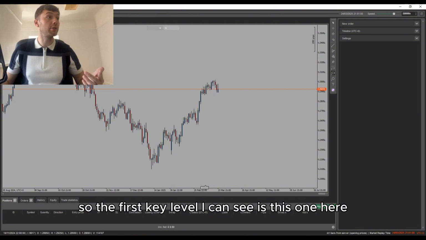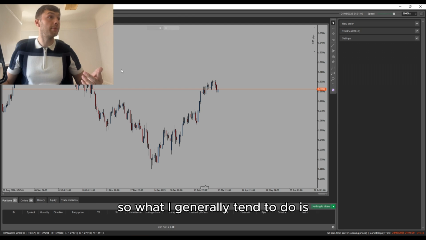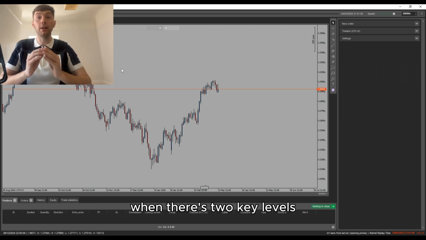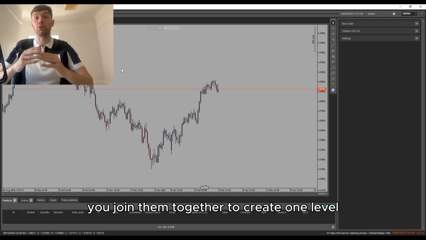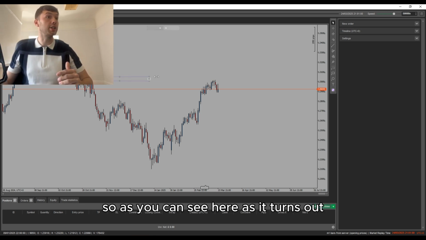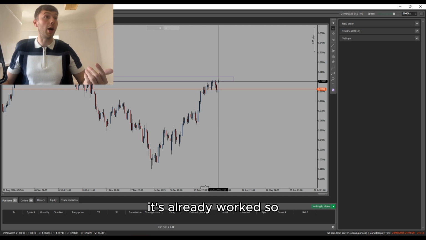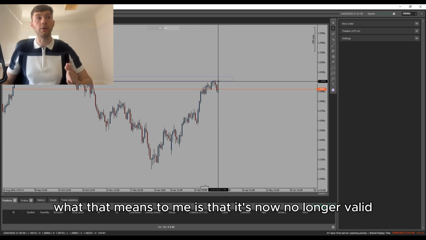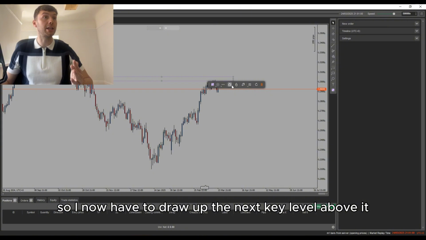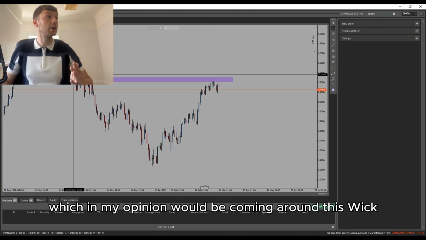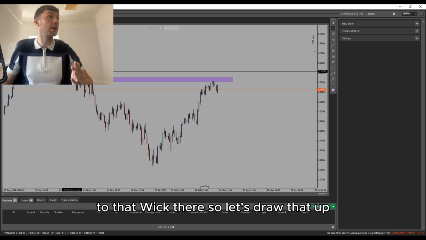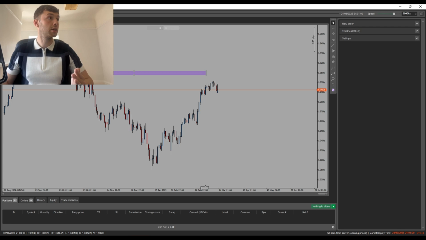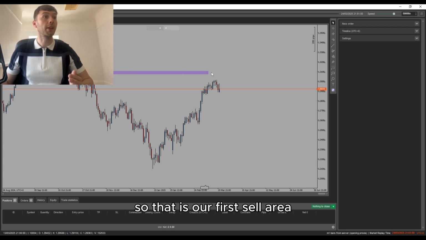So the first key level I can see is this one here, along with joining it up to the top there. So what I generally tend to do is when there's two key levels very close to each other, you join them together to create one level. So as you can see here, as it turns out, it's already worked. So what that means to me is that it's now no longer valid. So I now have to draw up the next key level above it, which in my opinion, would be coming around this wick to that wick there. So let's draw that up. So that is our first sell area.